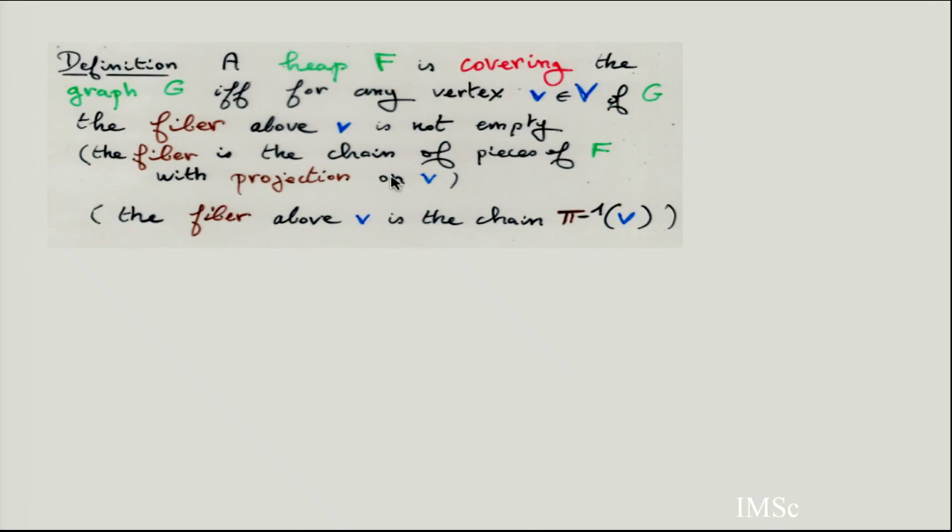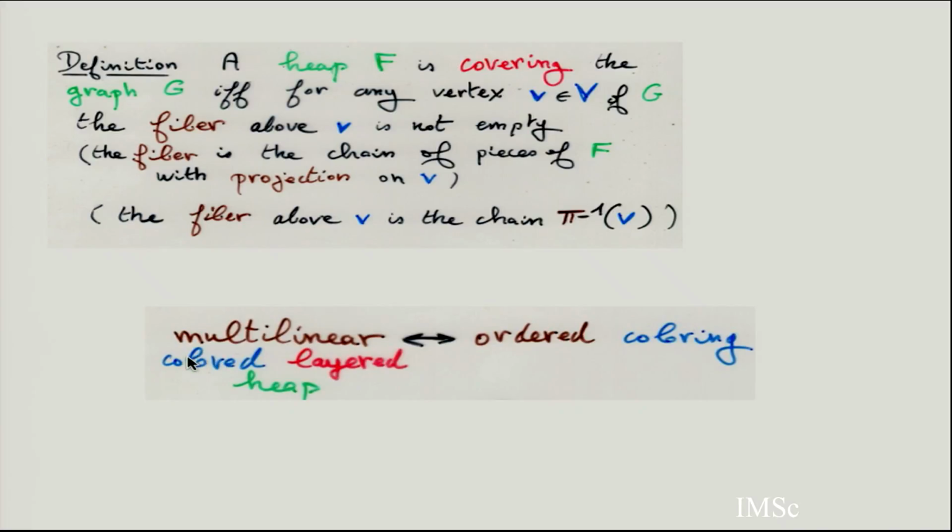So now I have to define when a heap is covering the graph. A heap is covering the graph if for any vertex V of the graph, the fiber above this vertex, pi minus 1 of V, all the pieces of the heap which project onto V, is not empty. When you project the whole heap onto the graph, all the basic pieces are reached. There is no fiber which is empty.